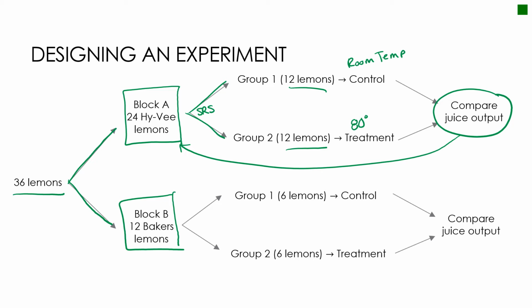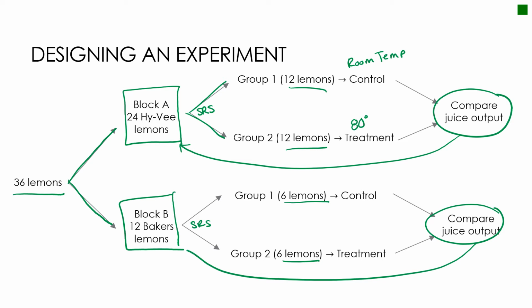And then I do the exact same thing, SRS, with my Baker's lemons. I'm putting randomly 6 in my control group, 6 in my treatment group, and then I'm comparing the juice output of just the Baker's lemons. So again, when we have a block design, we're not comparing all of the results, we're only comparing the results within each block.